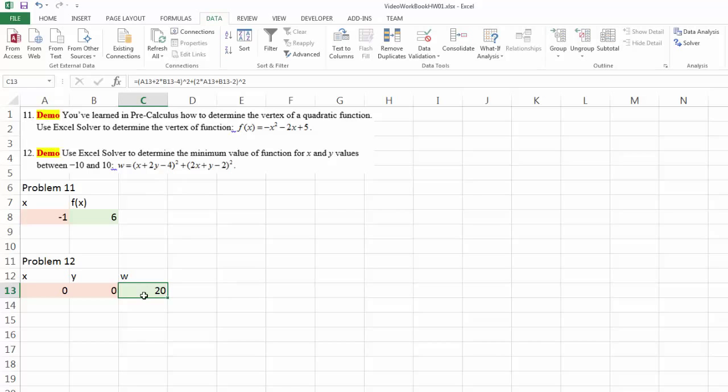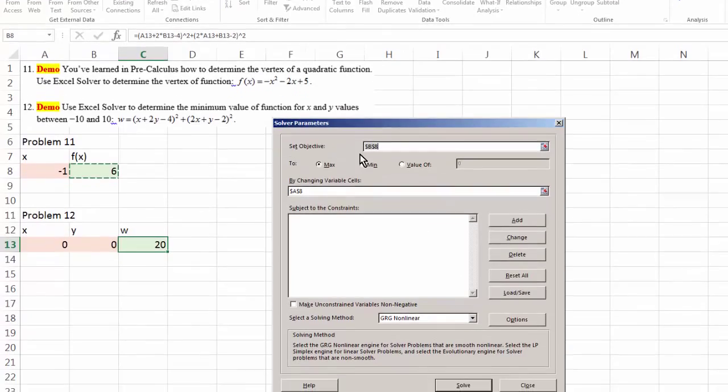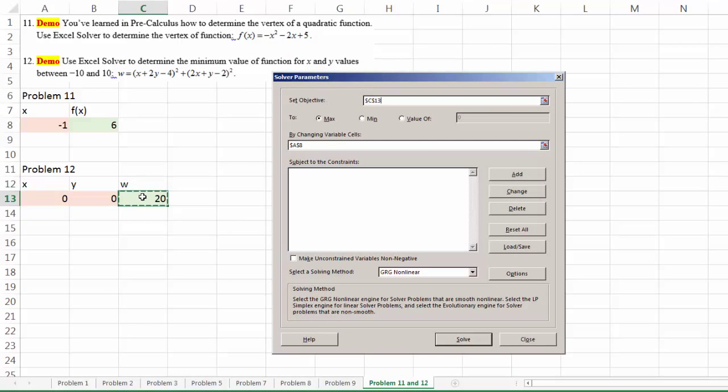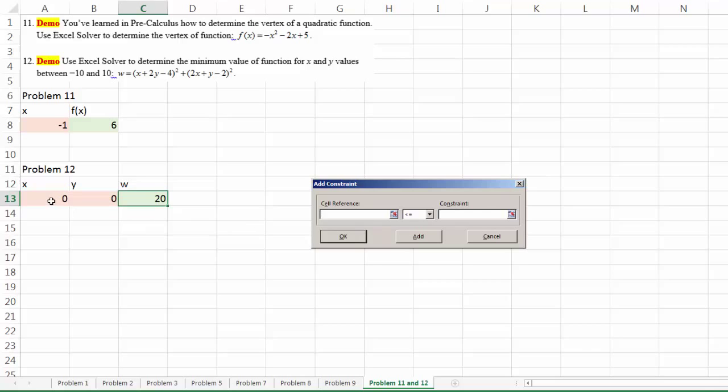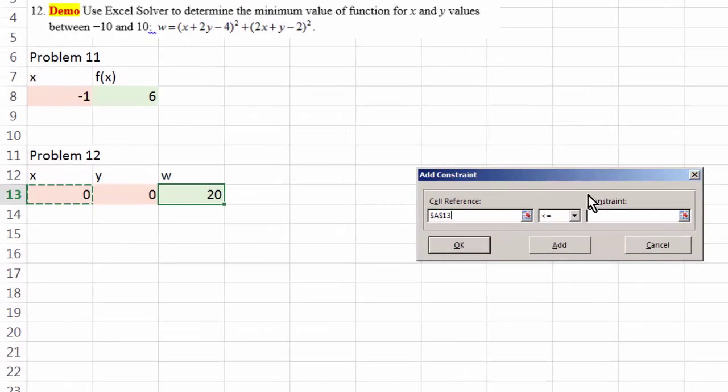And now we need to find the minimum value for w. So again, let's go to Data and then Solver. In this case, we want to set this as our objective cell. We want this to be minimum by changing not just one cell anymore, but two cells, x and y. Now we have some constraints. As our first constraint, this cell right here needs to be smaller or equal to, you can change this by the way, smaller or equal to 10.